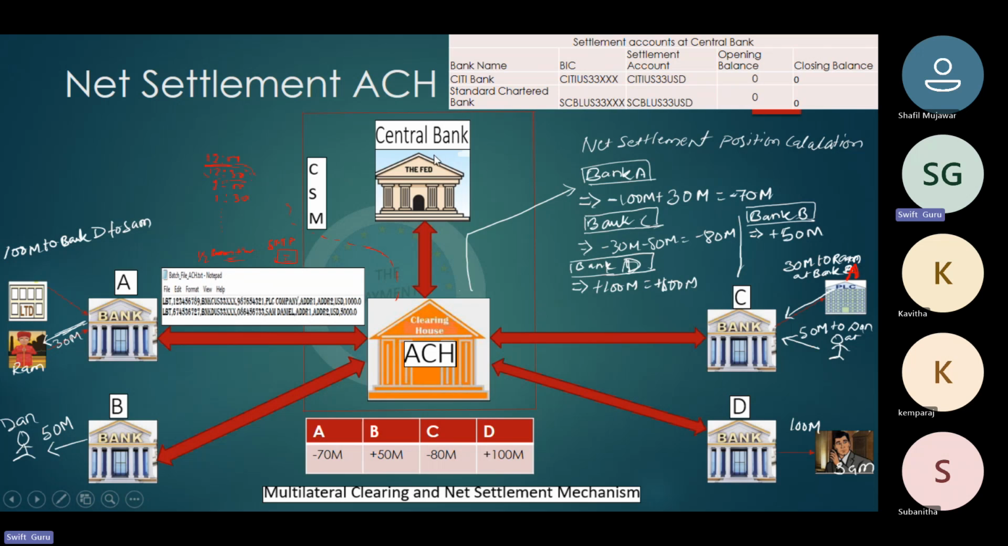This combination of the central bank and the clearinghouse is called a clearing and settlement mechanism. Okay, CSM is the short form they use. Not only for NEFT, but even for RTGS, the central bank and the RTGS system together are called a clearing and settlement mechanism.